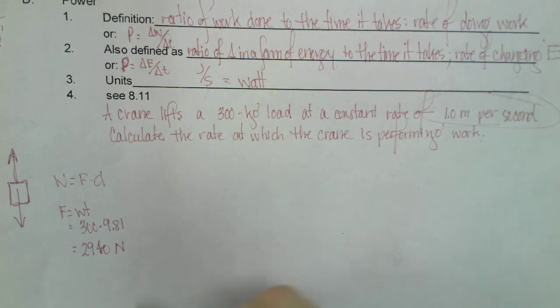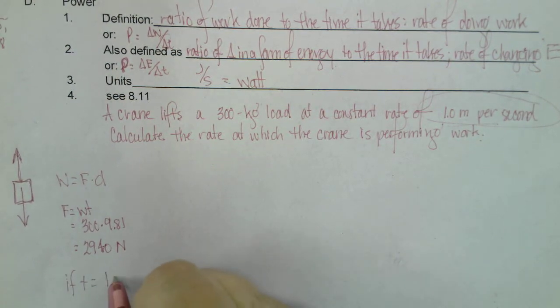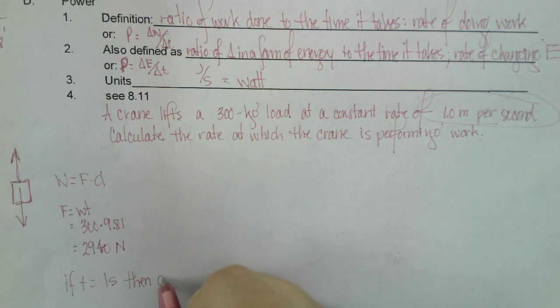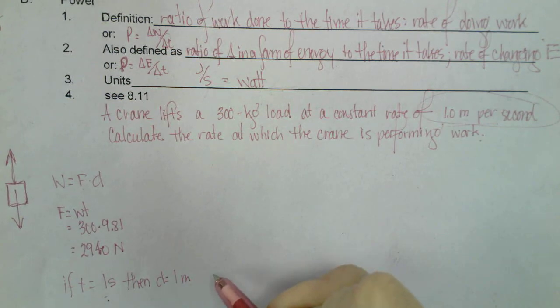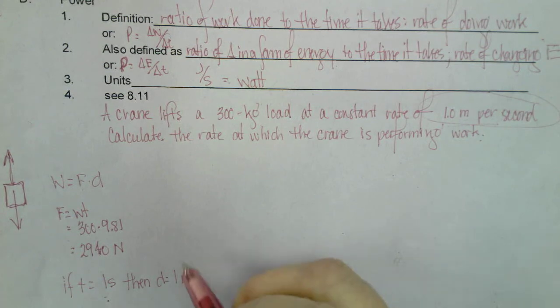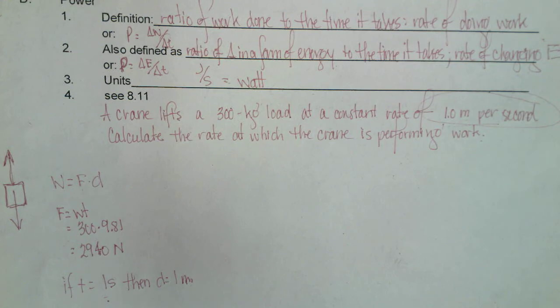So if I decide to make my time 1 second, then my distance is 1 meter. If I decided to make my time 10 seconds, then my distance would be 10 meters. So as one increases, so does the other one, and that's going to make my numbers work out exactly the same in the problem.